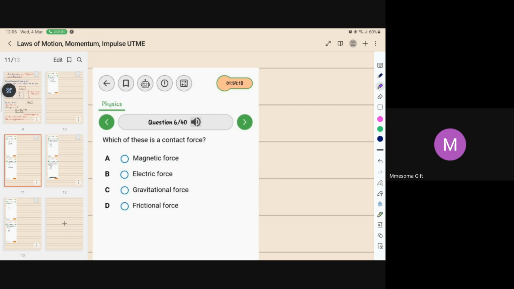Which of these is a contact force? Titi, if I read it again, I will not do from here. Give me your answer immediately.